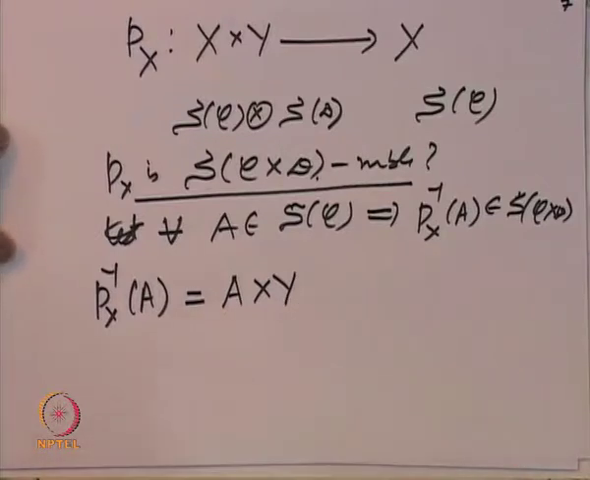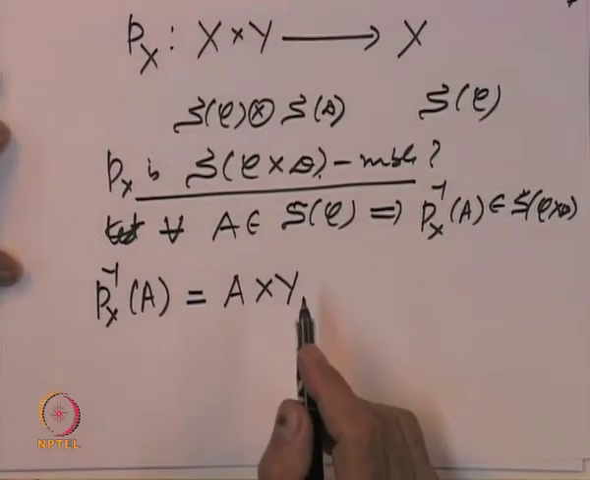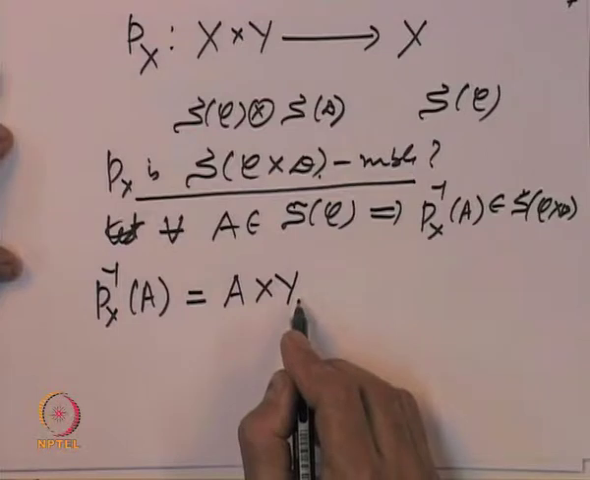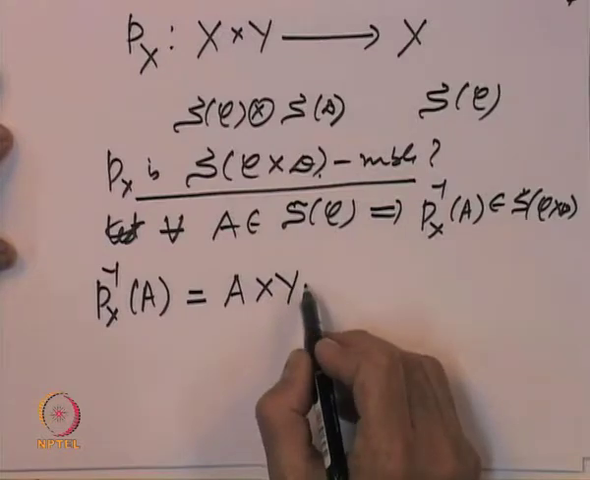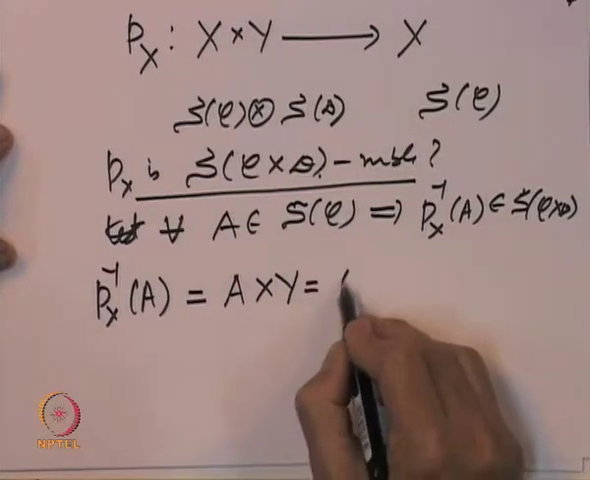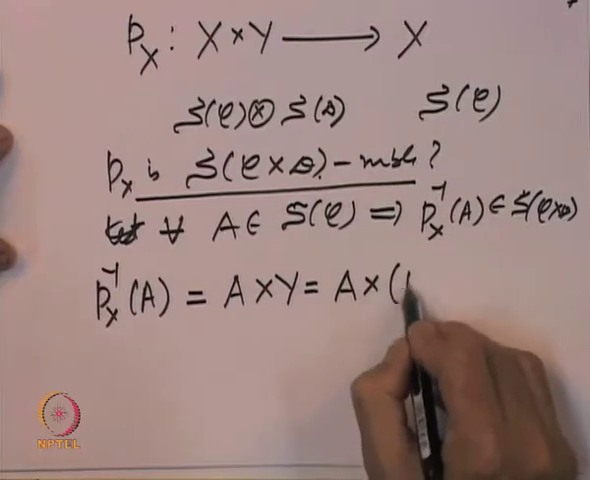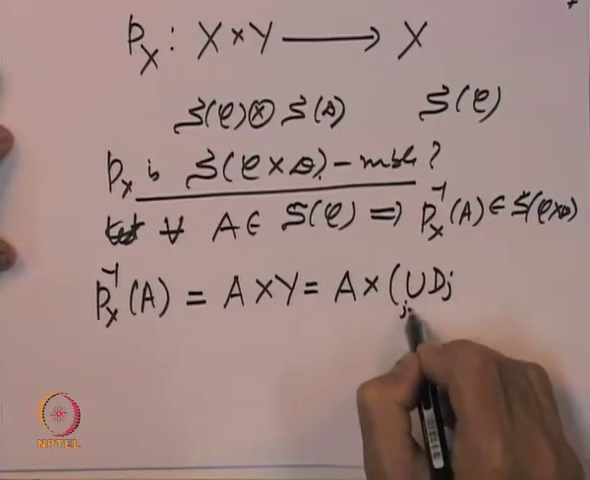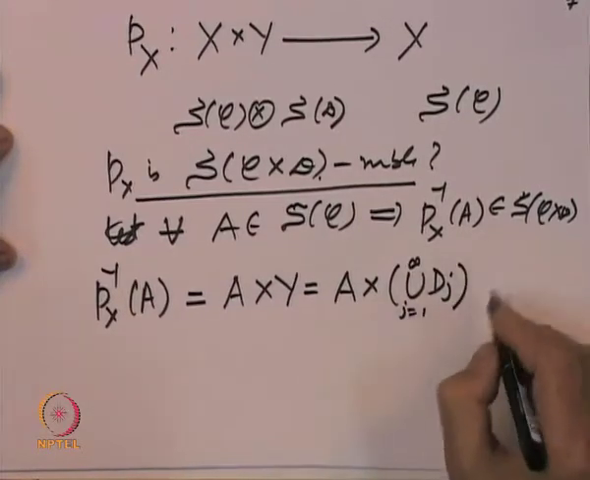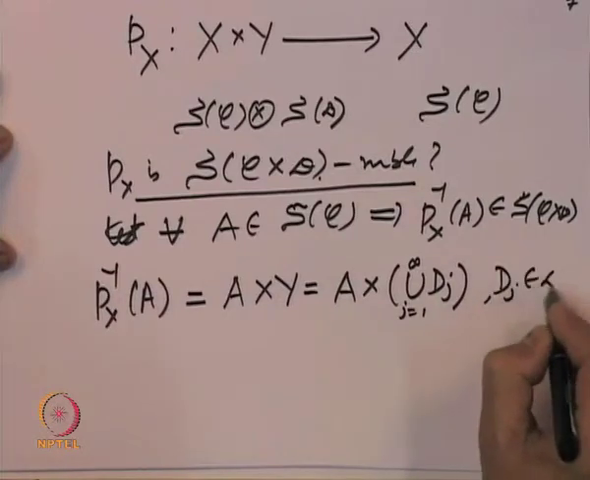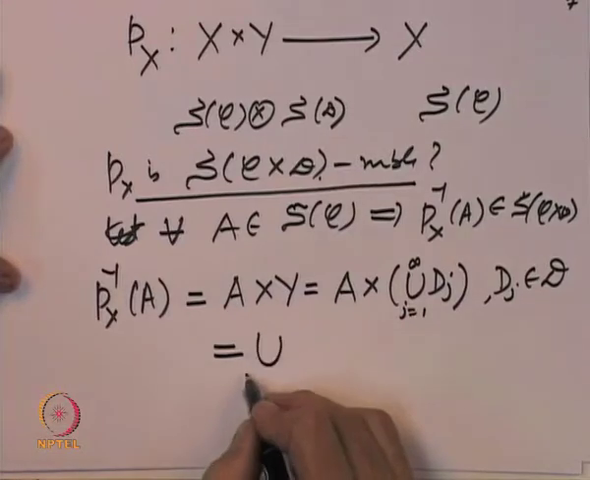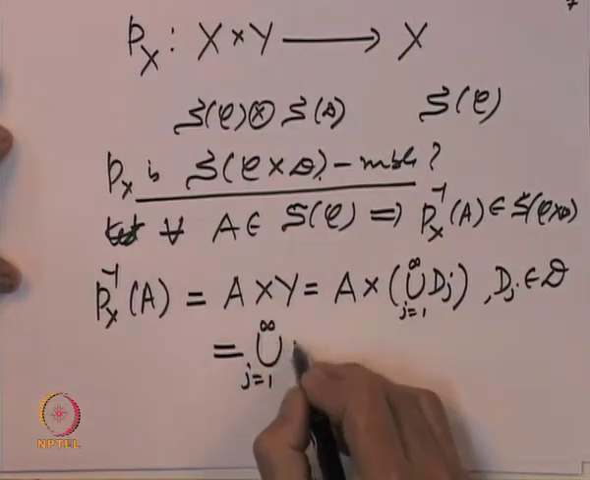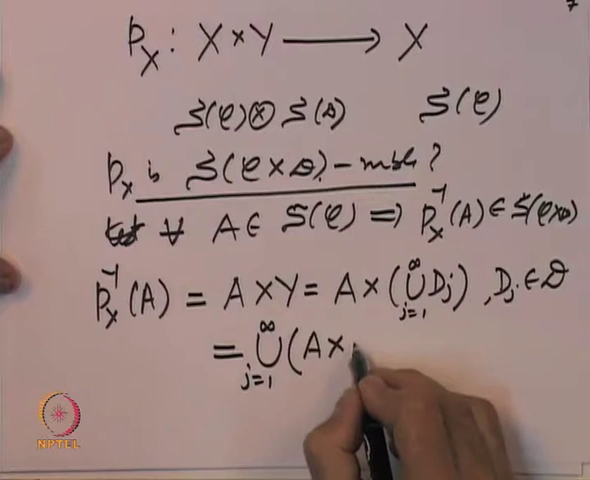So, the projection lies in A, that means the inverse image is A cross Y. And now, by the given condition, the set Y is representable as a union. So, this is A cross the union of d_j's, j belonging to 1 to infinity, where each d_j belongs to the collection D. So, that means I can write this as the union over j equal to 1 to infinity of A cross d_j.